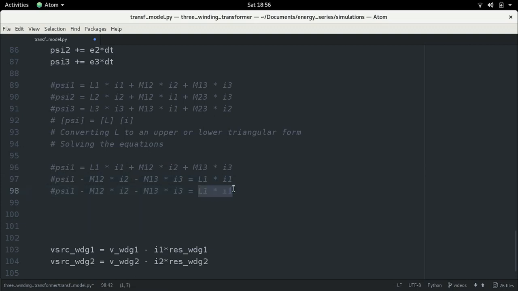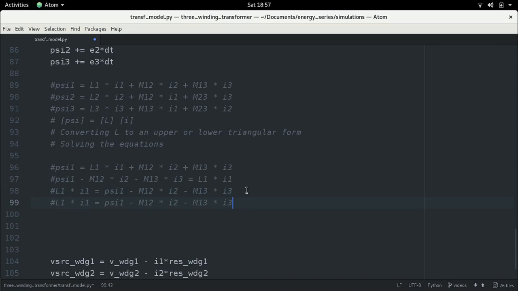Now I'm going to cut this out, bring it to the left hand side because the idea is to express I1 in terms of these two. So let's bring it to the other side. Now, if I look at this, all I have to do is divide each term on the right hand side by L1. That's all I have to do, right? This expresses I1 in terms of I2 and I3, right?